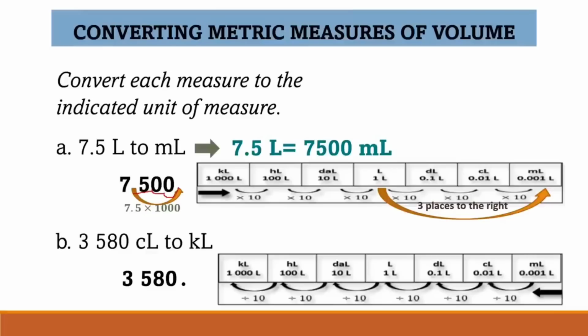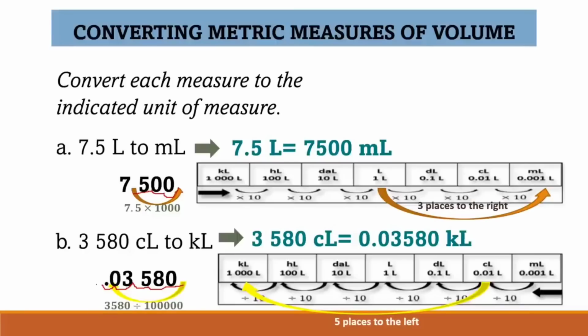And then centiliter to kiloliter is 1, 2, 3, 4, 5. That is 5 places to the left. So our decimal point will move 5 places. So we have 1, 2, 3, 4, and 5. Our decimal point will be here. And we have to annex a 0. So our final answer is 3,580 centiliters is equal to 0.03580 kiloliters.